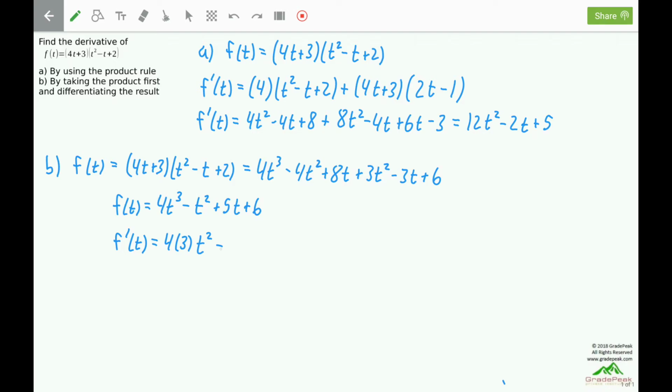The next term is also a power rule. We'll bring the 2 down times the negative, so negative 2, and then t to the 2 minus 1, t to the 1. The next term is a constant times t, 5 times t. The derivative will be the constant, which is just a plus 5. And then the last term is a constant with no t. The derivative of that will be a 0. The first term, 4 times 3, is a 12, so we'll have 12t squared minus 2t plus 5. And if you look, that perfectly matches the result that we had in A. The method doesn't matter. You should get the same result for the derivative here.